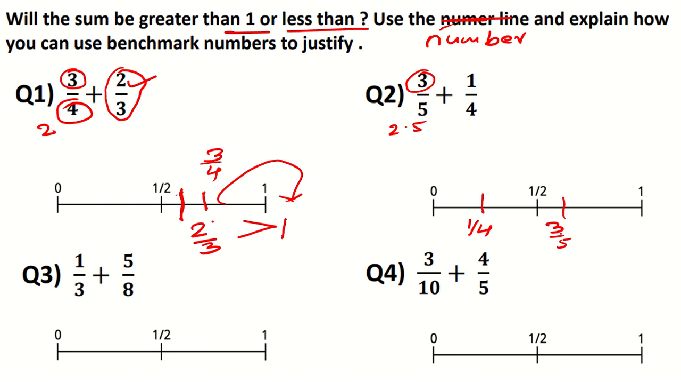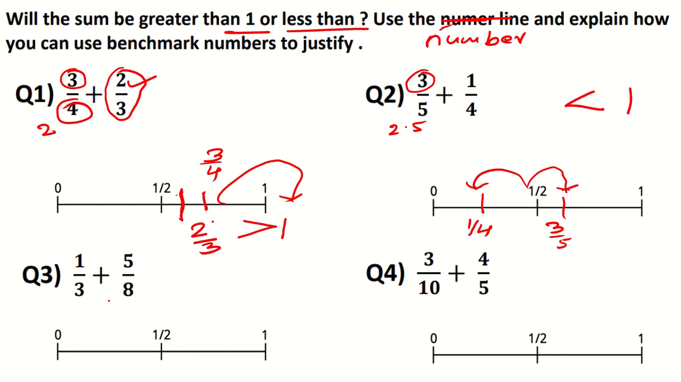Now 1 over 4 plus 3 over 5. One number is very small, very away from half, this side, left side, and one number this side. Okay? So where it will go? When you will make it plus, then it cannot go more than 1. It will be less than 1.